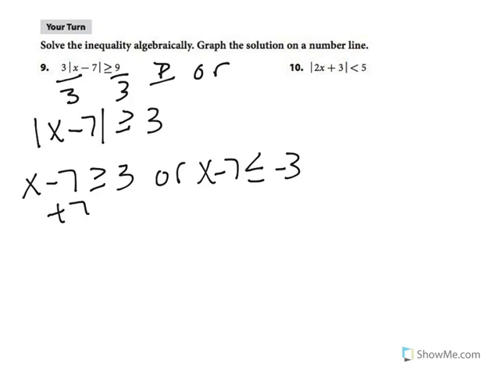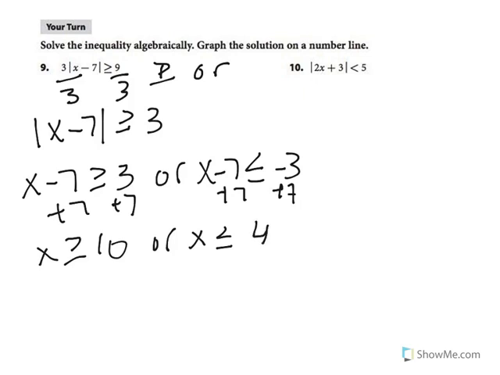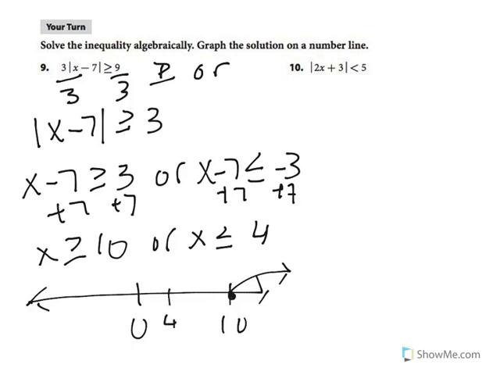So we add 7 to both sides. So x greater than or equal to 10, or the same here, we add 7 to both sides, so then x less than or equal to 4. Right? So when we graph our number line, let's say here is 10, greater than or equal to, so we need a solid dot with the arrow pointing to the right. And let's say here's 4, less than or equal to, solid dot with the arrow toward the left. Okay, notice that when we use or, the arrows are pointing in opposite directions.